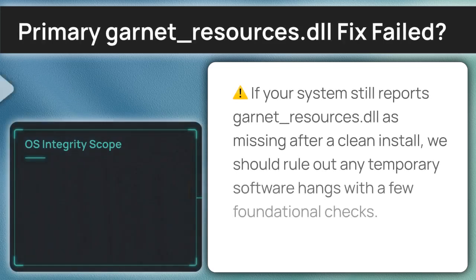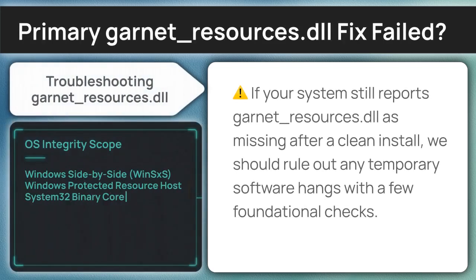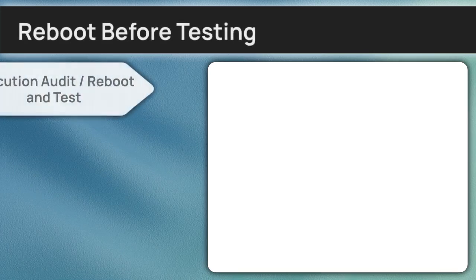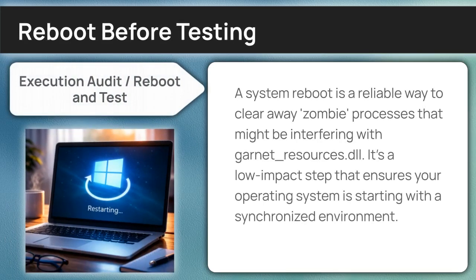If the error persists despite the new library files, we must verify if a simple synchronization conflict is preventing the file from loading. A full system restart clears the temporary memory cache and allows Windows to attempt a fresh initialization of all required libraries, including Garnet Resource Library.